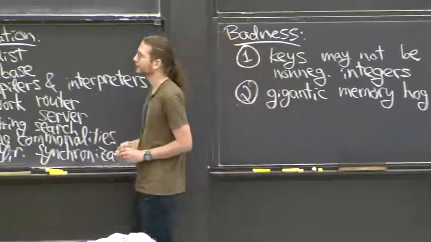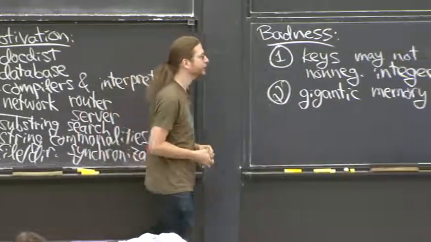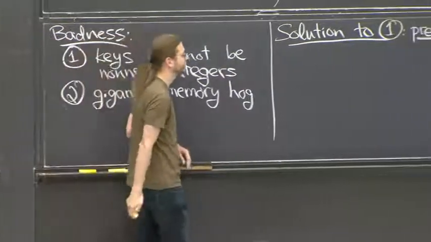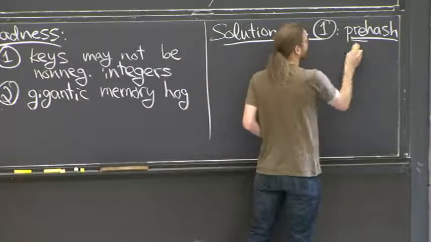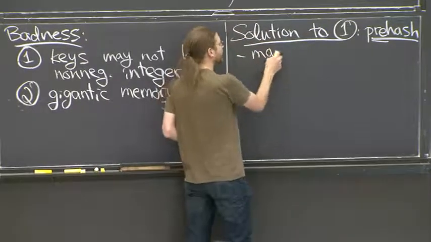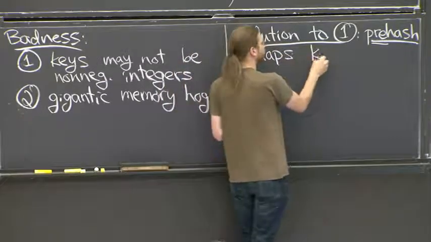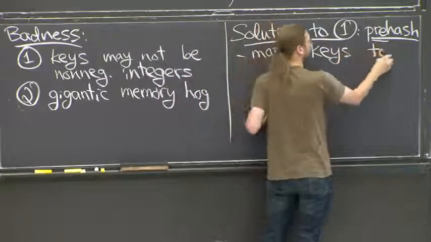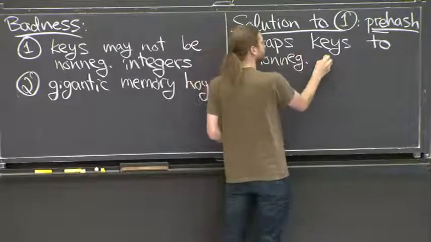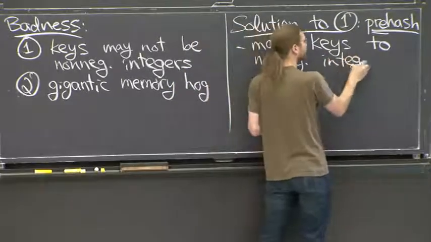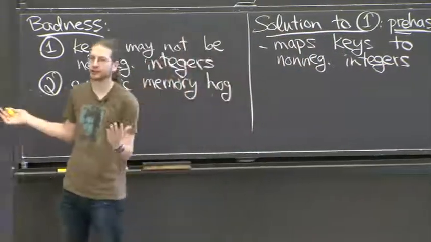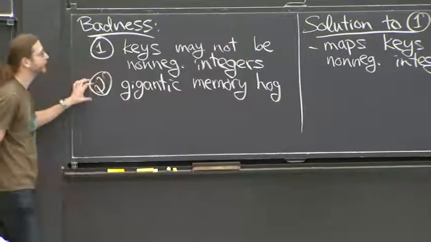I guess different people call it different things. Unfortunately, Python calls it hash. It's not hashing. It's prehashing. Emphasis on pre. So a prehash function maps whatever keys you have to non-negative integers. At this point, we're not worrying about how big those integers are. They could be giant. We're not going to fix the second problem until later.